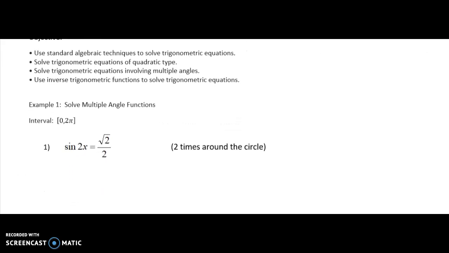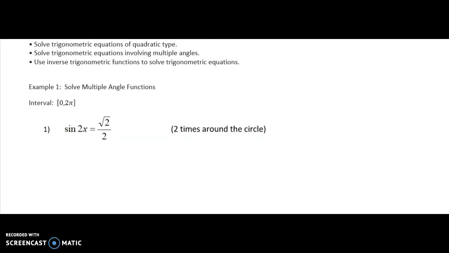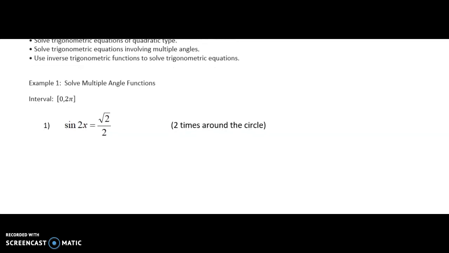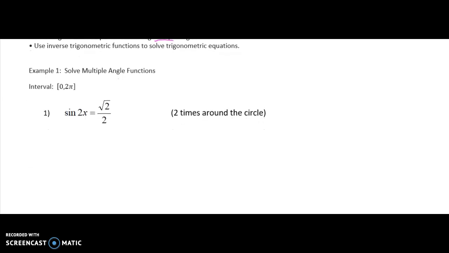Our goal today is to use algebra techniques to solve trig equations, solve equations that are quadratic, solve trig equations involving multiple angles, and use inverse trig functions to solve trig equations.